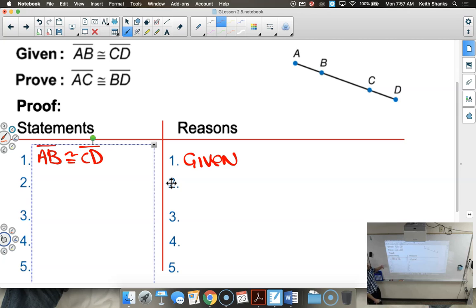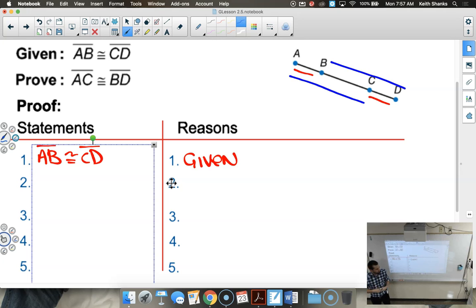Now, what I want to recognize is they want me to talk about AC and BD. They're giving me these little pieces, and they're saying those are equal. What I want to end up talking about is this piece here and this piece here. So here's what I want to do. Let's rewind really quick.